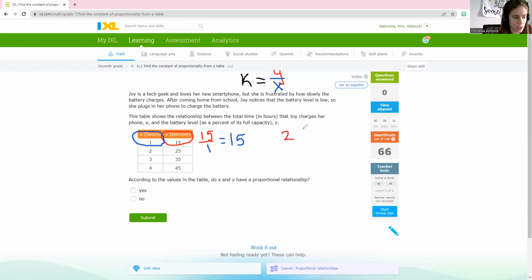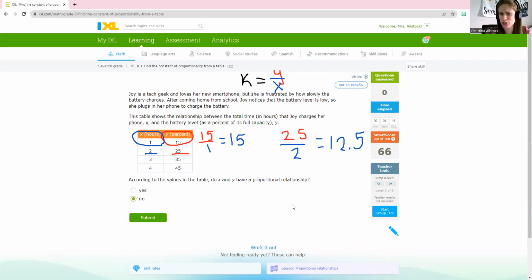So for the second one, we take 25 and we'll divide that by 2. And what is 25 divided by 2? That is 12 and a half, 12.5, when you take 2 and divide that into 25. Is that the same answer as we got earlier? No. So that right there tells us that these are not a proportional relationship.